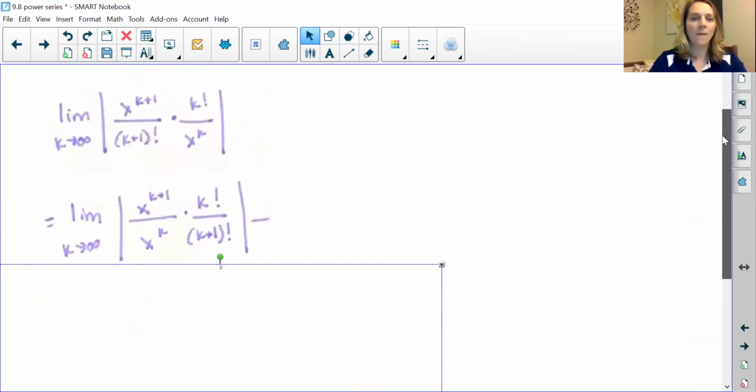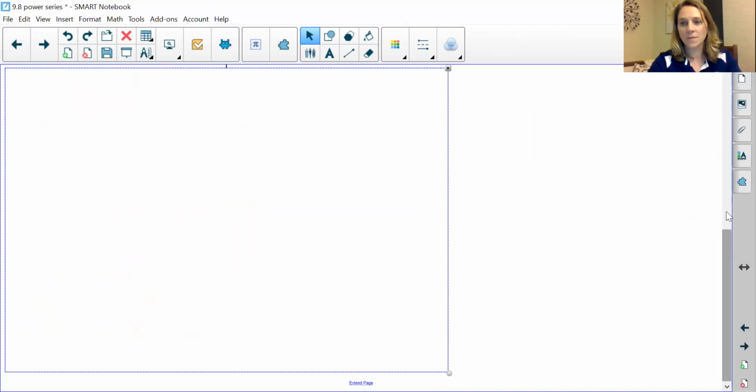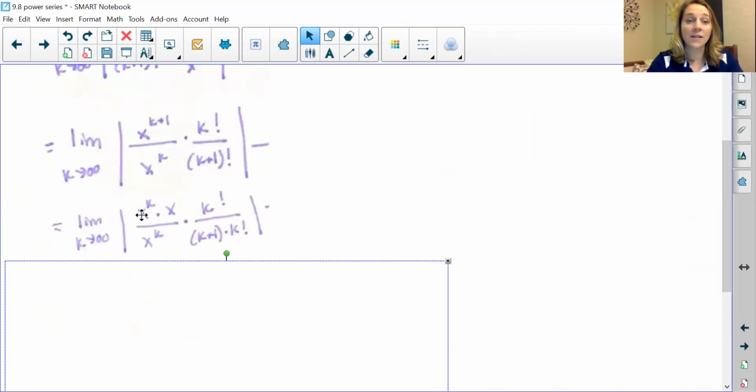Okay, so now I have x to the k plus 1, which we know is going to be x to the k times x. And we can take care of our factorial as well here, right? Yep. So I have x to the k times x over x to the k times k factorial over k plus 1 times k factorial. We just practiced this right before we left. And you can see some of the things that will cancel out here.